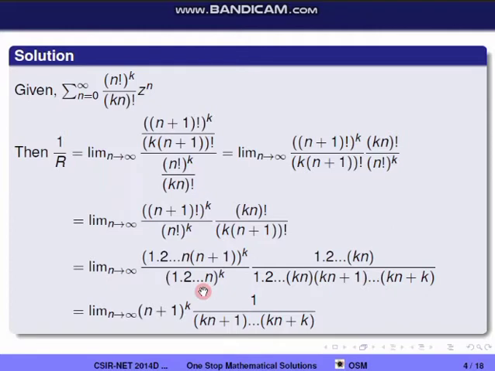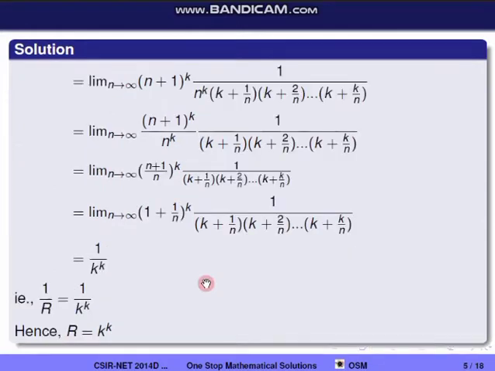After removing the same terms, we are getting limit n tends to infinity (n plus 1) whole power k into 1 by (kn plus 1)(kn plus 2) etc. up to (kn plus k). So from this denominator I am taking n common from each term. There are k terms here, so k n terms. So we will get limit n tends to infinity (n plus 1) whole power k into 1 by n power k into (k plus 1 by n)(k plus 2 by n) etc. up to (k plus k by n).